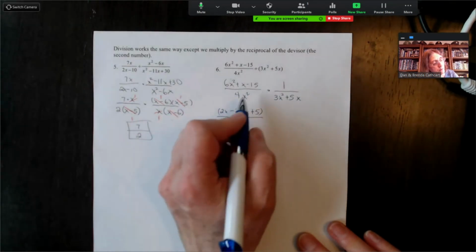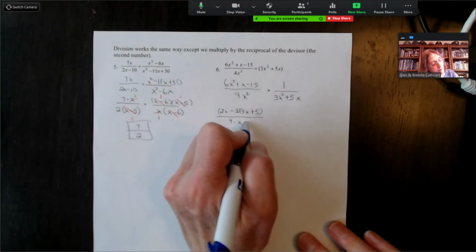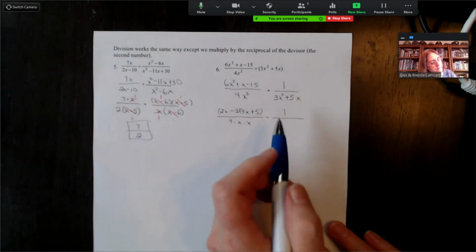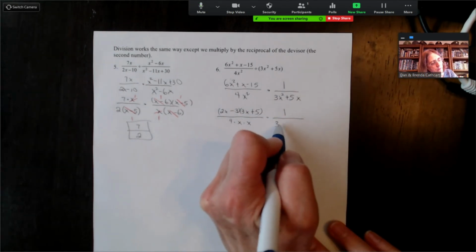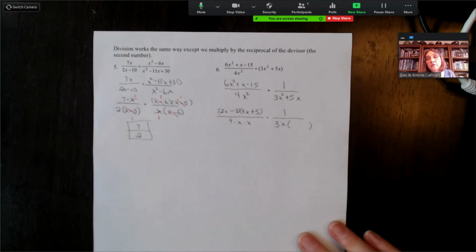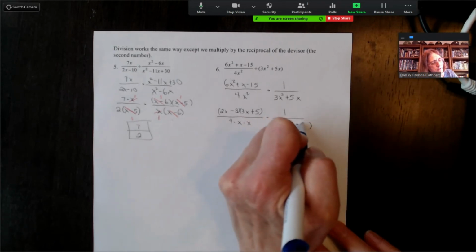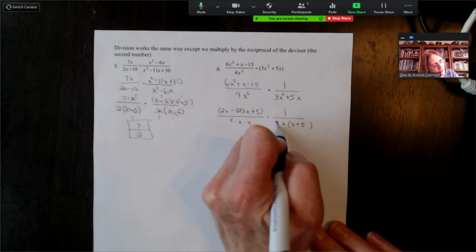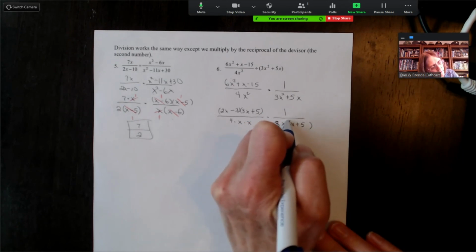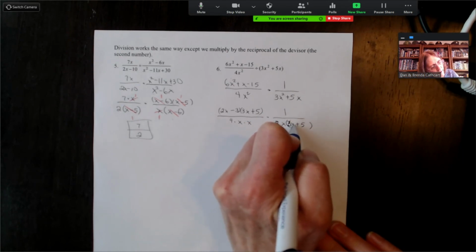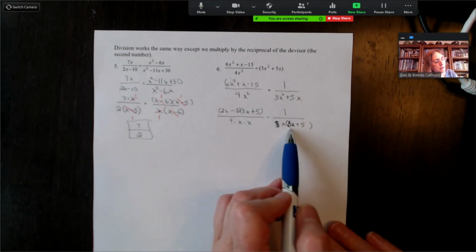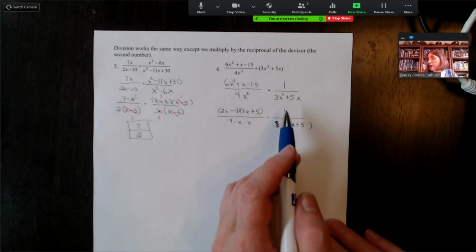In our denominator, we have 4 times x, 4x squared. And then in our other fraction, we have a common factor here of x. We don't have 3x, we have just x, and in our parentheses, we have 3x plus 5. I said that one incorrectly. So common factor of x, and then in our binomial, 3x plus 5.